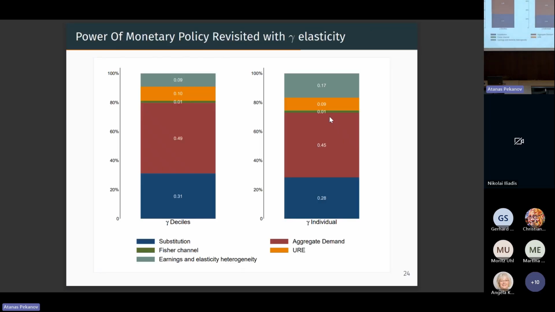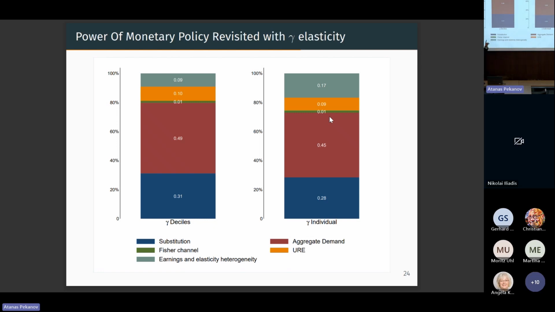And now I run again the same calculation with the covariances, and now you can see that the effect of the earnings elasticity heterogeneity becomes much bigger. So it was 0.1, now it's 0.9, so 9 times higher. It grows even further, so I do it using 2 different approaches. One is by deciles, one is by individuals.